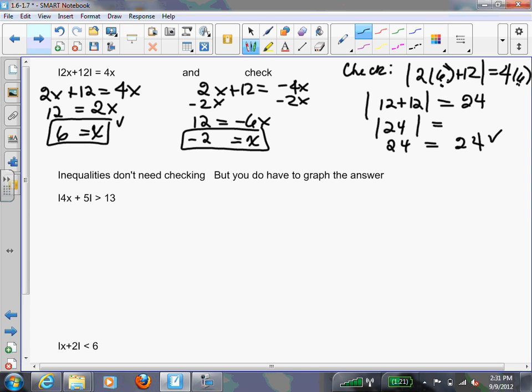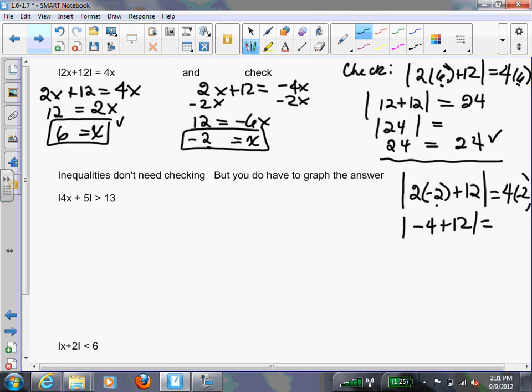Then we do the second check, and I'm running out of space, so I'm going to kind of go down. But we're going to insert negative 2. And so now we're going to say the absolute value of 2 times negative 2 plus 12 has to equal 4 times negative 2. Remember, we're putting this negative 2 in wherever the x appears, and it's going to appear in two places, here and here. So we get the absolute value of negative 4 plus 12 has to equal negative 8. Well, we're going to get the absolute value of 8, which is 8.